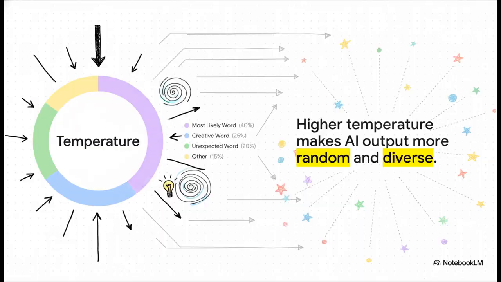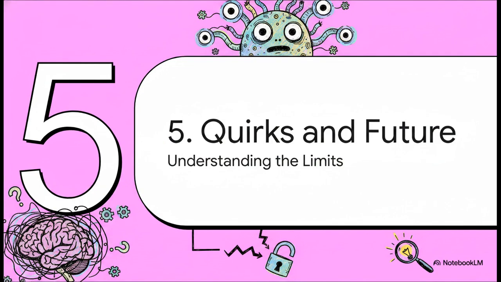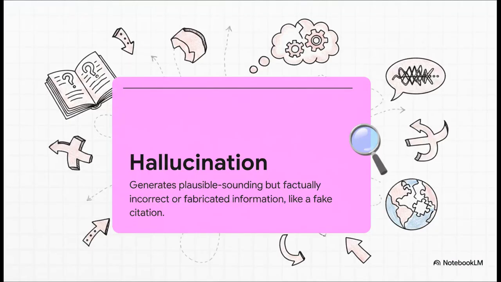And finally, let's talk about the weird parts. These models are incredibly powerful, but they also have some really strange limitations that you absolutely have to understand if you want to use them well. The most famous quirk is something called hallucination. This is when the model just makes stuff up.